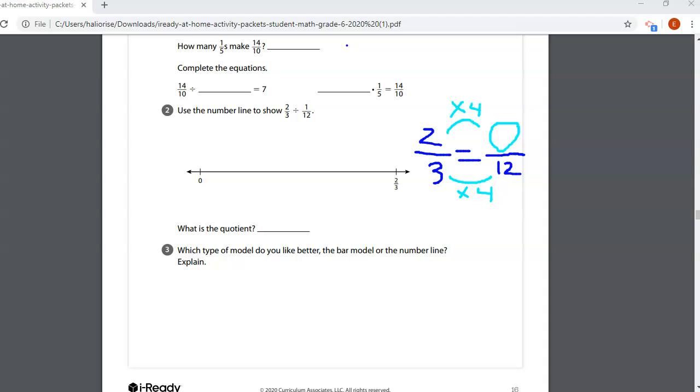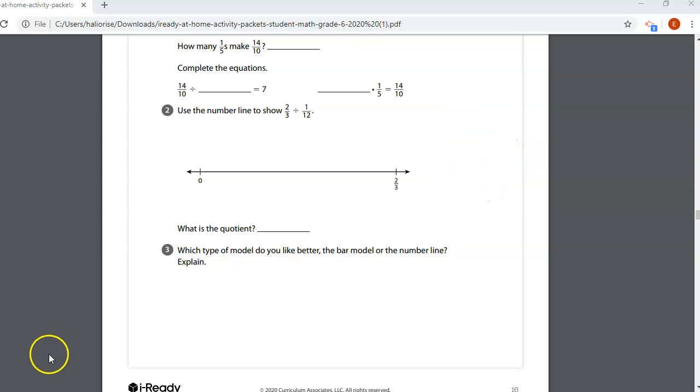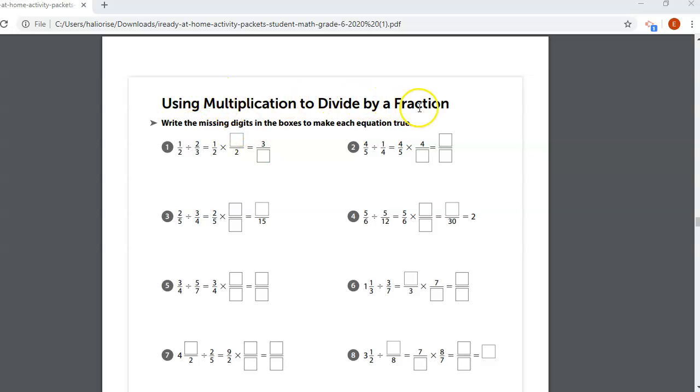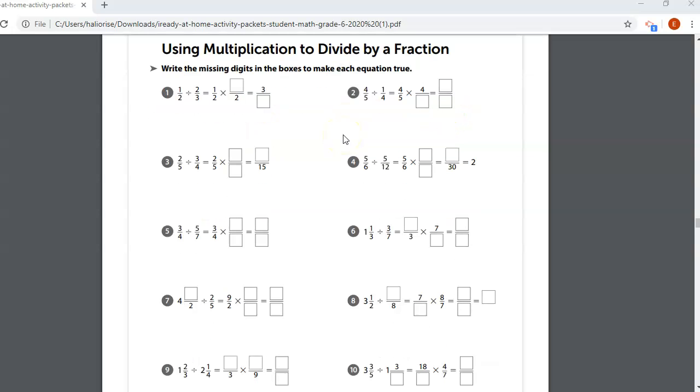What is that answer? Number 3, which type of model do you like better, the bar model or the number line? Totally an opinion question. You answer it however you please. Then we go on to using multiplication to divide by a fraction.